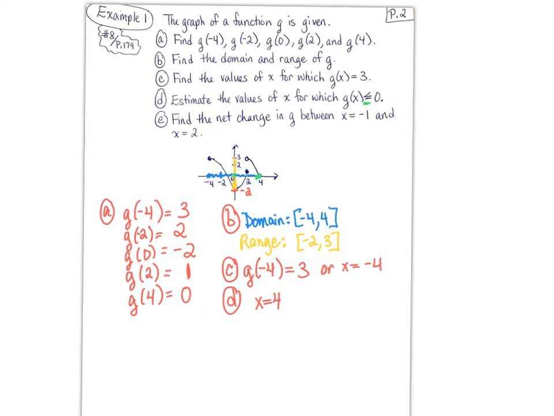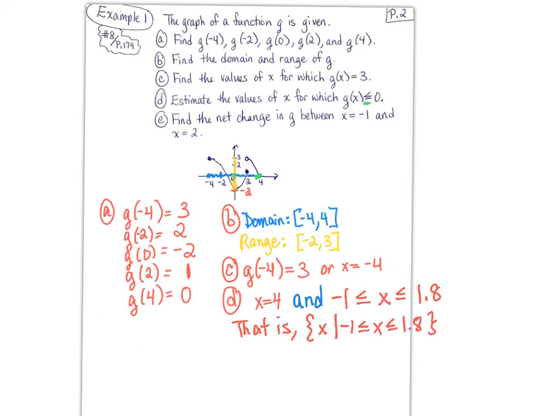Okay, so x equals 4. And we also have the set of all, or I'll use inequality notation and then switch to set notation. So we have all x values between -1 and 1.8. In set notation, that means we have the set of all x such that x is between -1 and 1.8, union the set that only has the element 4 in it. So that's what we will have here.